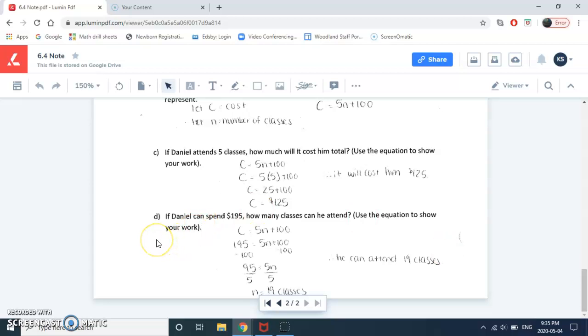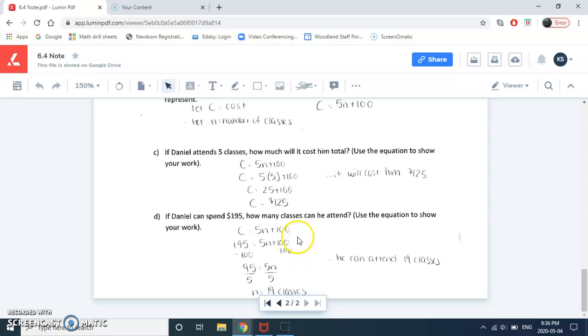All right, now let's look at it from the other side. If Daniel spends $195, how many classes can he attend? We're going to, again, use that equation to show our work. So C equals 5N plus 100. So we have the cost equals 5 times the number of classes plus 100. So we know that he spends $195, so that's going to go on the left-hand side over here of the equal sign, and that's going to equal 5N plus 100.